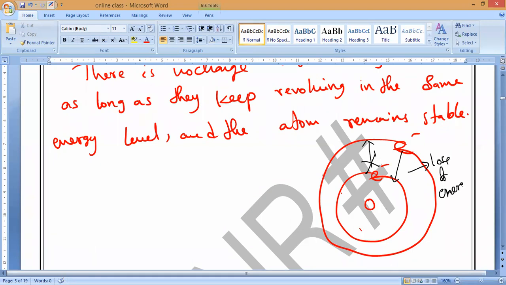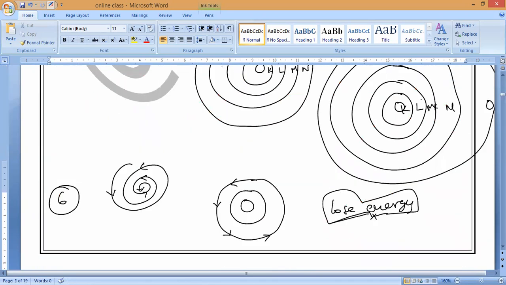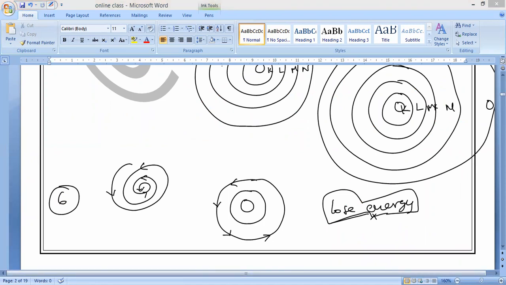Then only the atom would become unstable in nature, but naturally that is not taking place. Electrons are continuously revolving in their fixed paths, so atoms remain stable in nature. These are the 6 points which have been proposed by Mr. Niels Bohr. This is why it is called Bohr's atomic model, or Bohr's model of the atom.